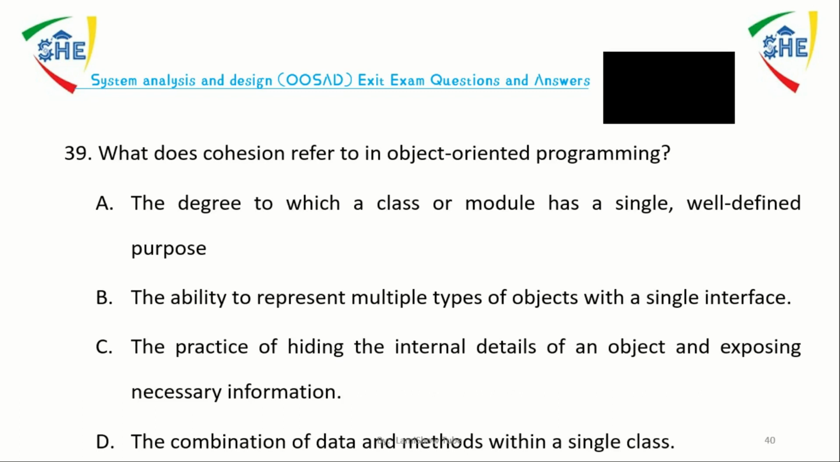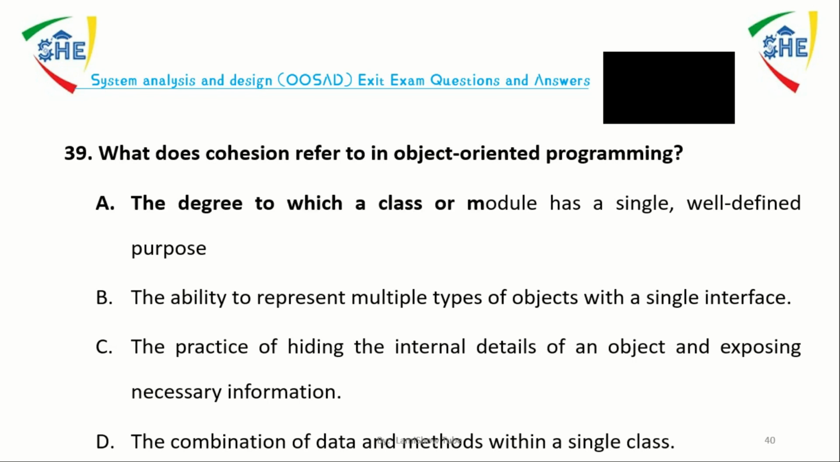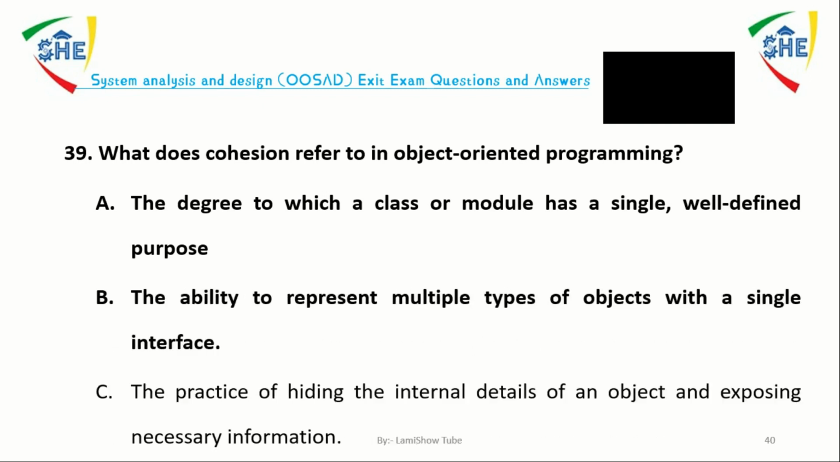Question number 39. What does cohesion refer to in object-oriented programming? A. The degree to which a class or module has a single and well-defined purpose. B. The ability to represent multiple types of objects within a single interface. C. The practice of hiding the internal details of an object and exposing the necessary information.